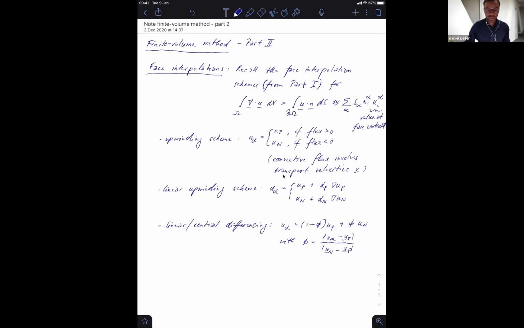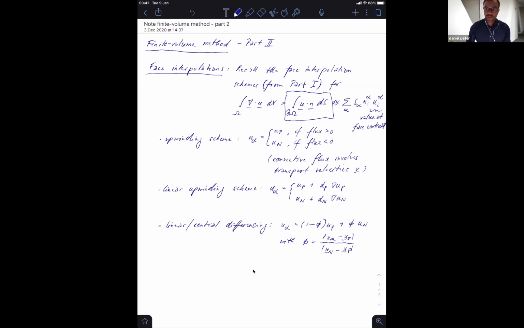I thought we just quickly recall these interpolation schemes that we had so far. In part one, that's where we stopped, basically. We stopped with these phase interpolation schemes, the upwinding scheme, linear upwinding scheme, and central differencing schemes. And the main point here was we wanted to have the finite volume approximation for this expression.